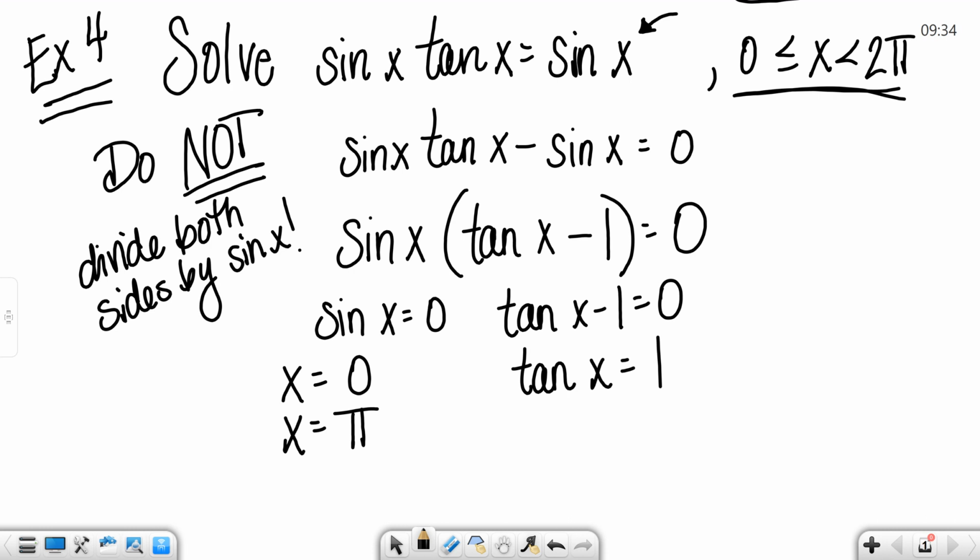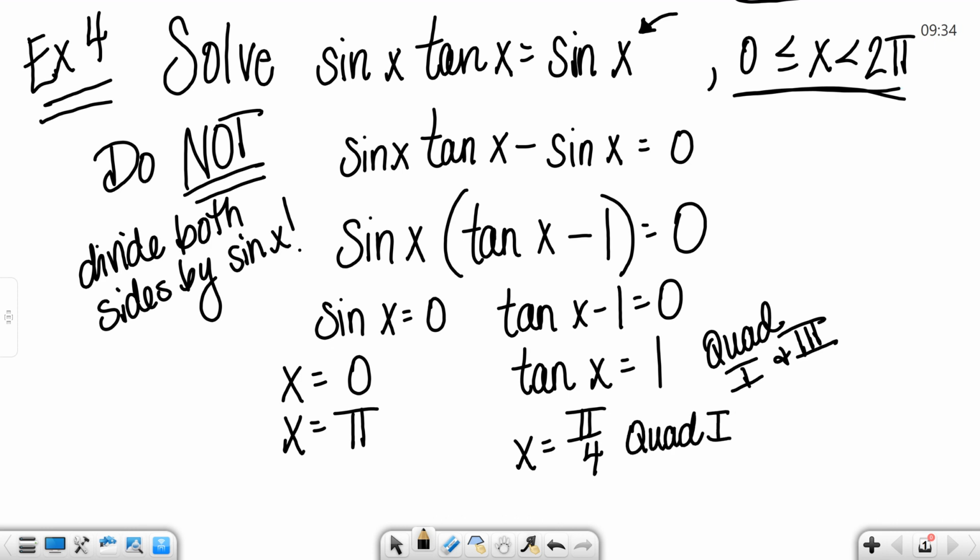Okay. Now we're looking for where is the tangent 1. Remember, tangent is the y value over the x value. Where is the tangent 1? Well, that happens twice. That happens in quadrant 1 and it happens in quadrant 3. Okay, in quadrant 1, that would be the pi over 4. If I take the y value, put it over the x value, remember that square root of 2 over 2 over square root of 2 over 2, and I get 1. Okay, that happens at pi over 4.